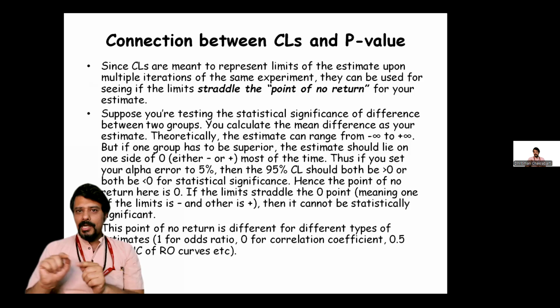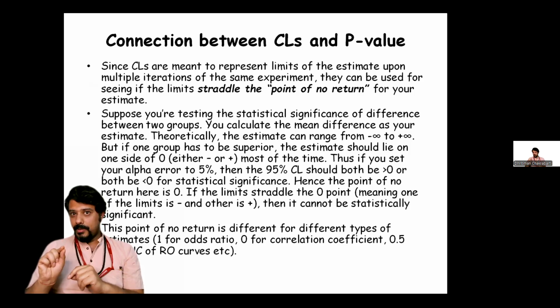Okay, so that mean is going to be positive, suppose. That mean difference is going to be positive. Now, if within your calculation of confidence limits that went from a very low number on one side of your mean difference to a very large number on the other side, if the limits straddled the 0 point, meaning that 0 is the point of no return, meaning that if the mean difference was exactly 0, there would be no difference between the groups.